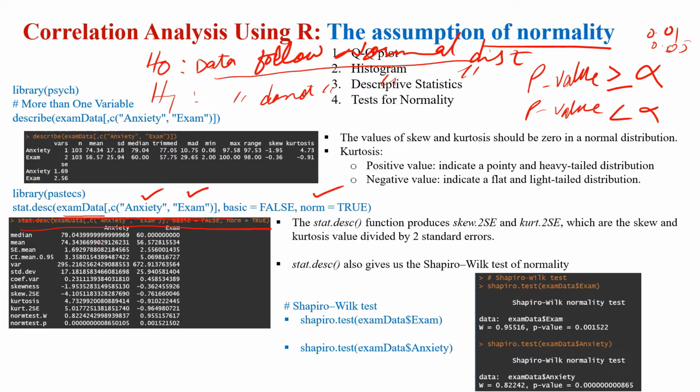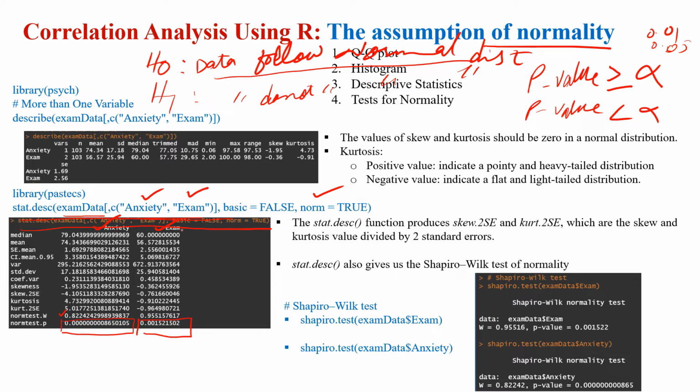For the exam anxiety, if we check the p-value from the Shapiro-Wilk test, because this p-value is less than alpha, we will say reject H naught. That means data do not follow the normal distribution for the anxiety variable. Similarly, for the exam performance, because the p-value is again less than alpha, whether you are using 1% or 5%, the data do not follow the normal distribution.